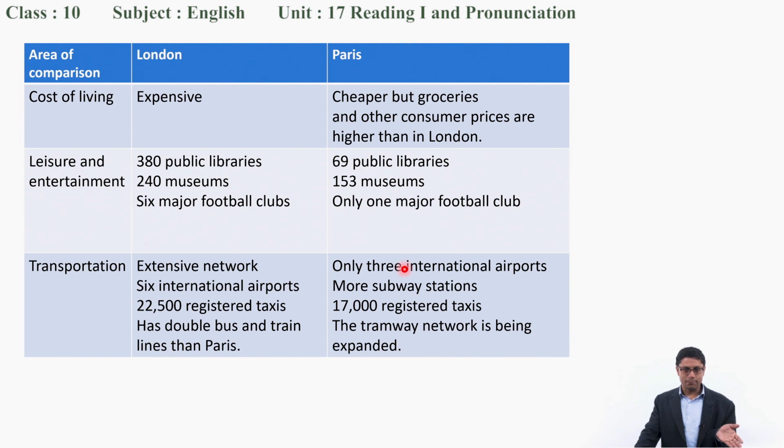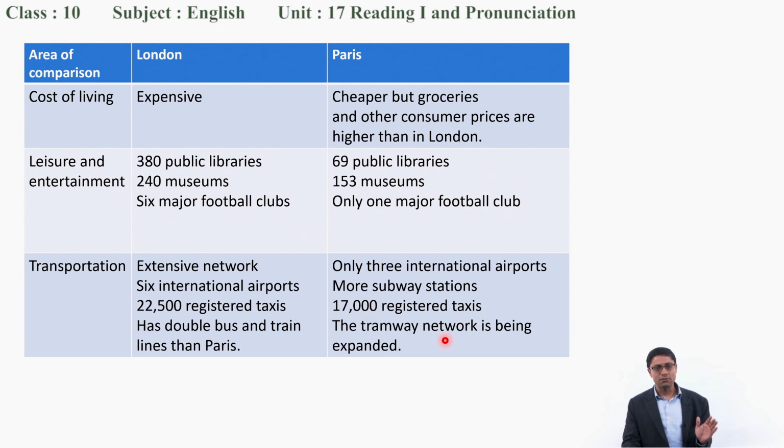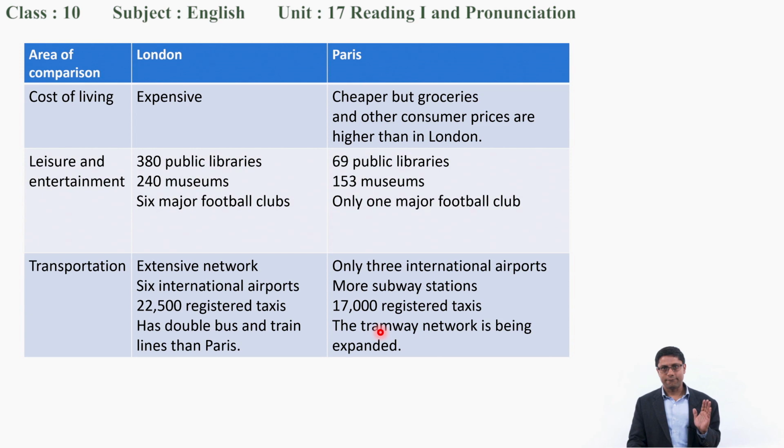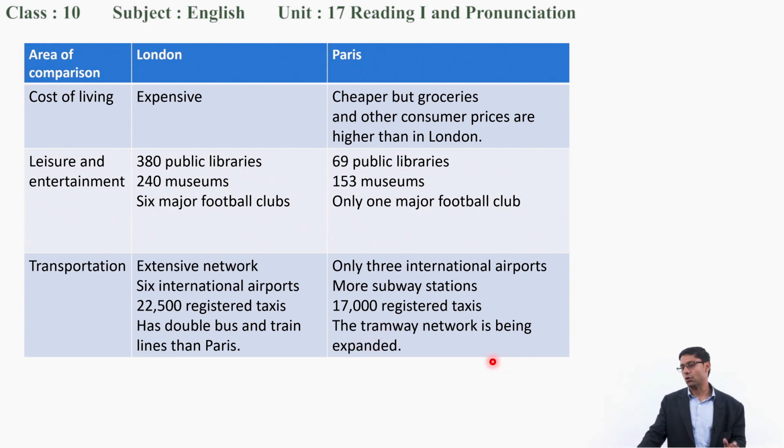Similarly, if we look at the next side, that is Paris, there are only 3 international airports in Paris, but in comparison to London, it has more subway stations. The subway stations are widespread there. Similarly, Paris has 17,000 registered taxis, and Paris is expanding its tramway network.